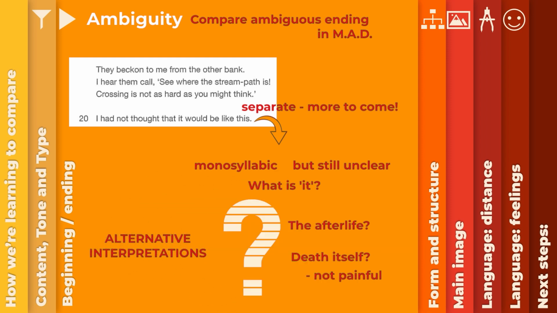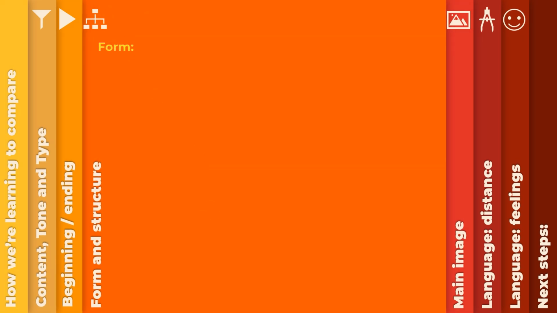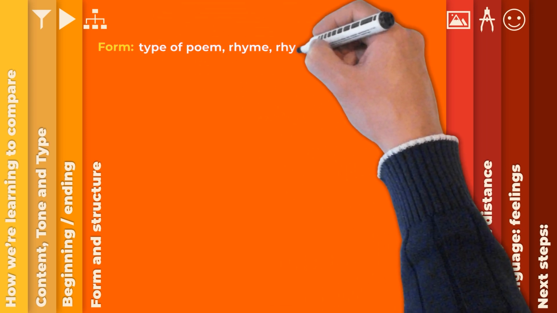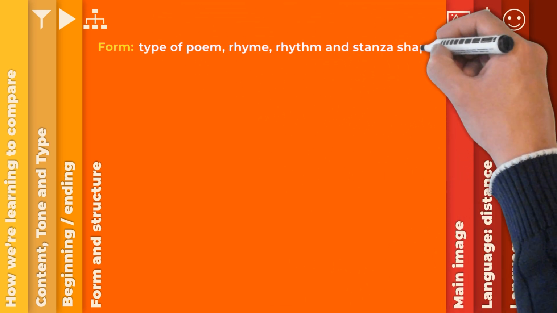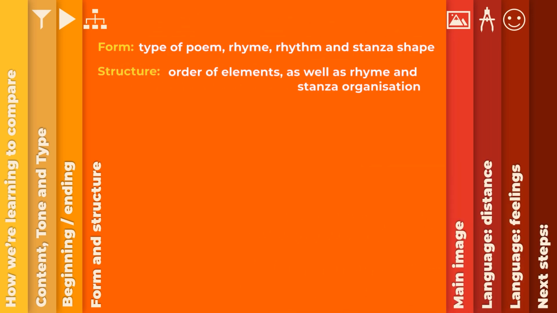It's worth exploring both possibilities here, as well as whatever your own thoughts might be, as examiners will reward alternative interpretations. Form is about the aspects of writing that are specific to the way poetry works, like the type of poem, the rhyme, and the rhythm. Structure in poetry is the way the poet organises the elements of the poem, the order, as well as overlapping with form when considering stanza organisation and rhyme.